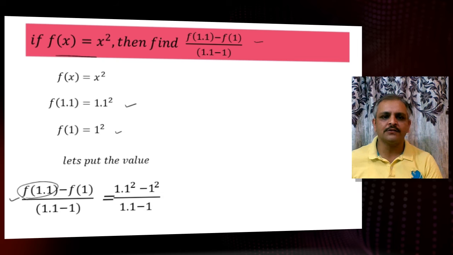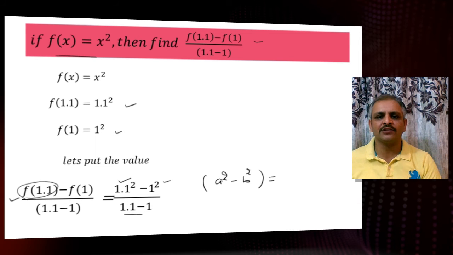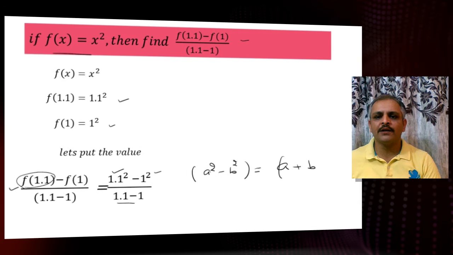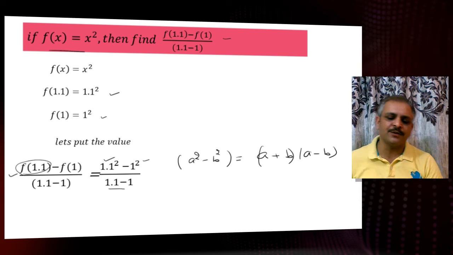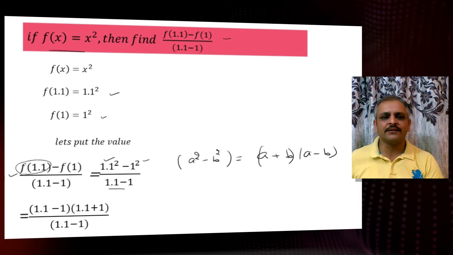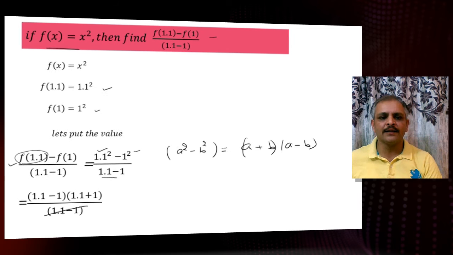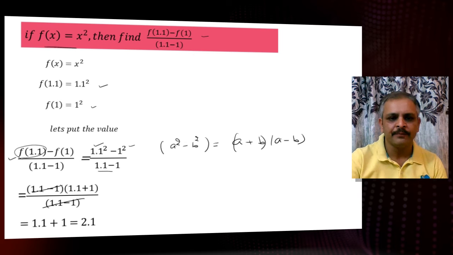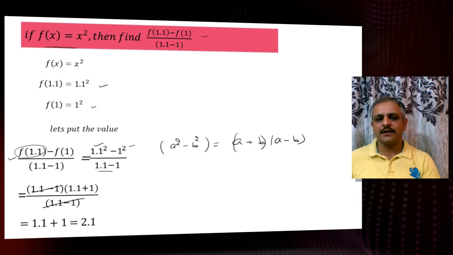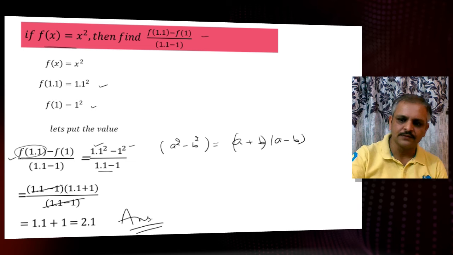So f(1.1) is 1.1 whole square minus 1 square. And you know that this is a square minus b square, and a square minus b square will become (a plus b)(a minus b). Factorize this, a minus b, a plus b, and this will be cancelled. Remaining will be 1.1 plus 1, that means 2.1. That's our answer.